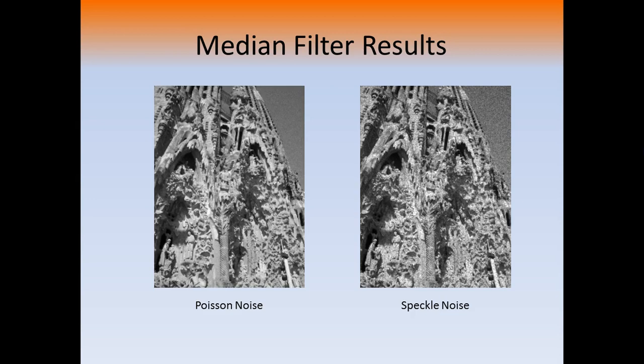Lastly, with the speckle noise, the median filter does not seem to do a very good job at all. There's still plenty of noise present, and the entire image, in the foreground, is still very blurry. There's still noise everywhere. It's much harder to pick out the details, even compared to the Poisson noise image, the filtered Poisson noise image right next to it.